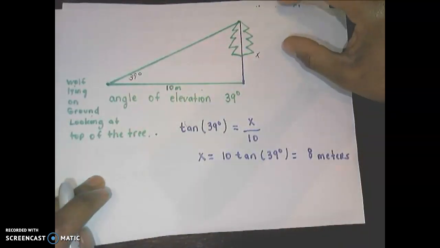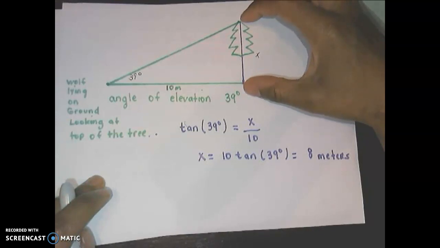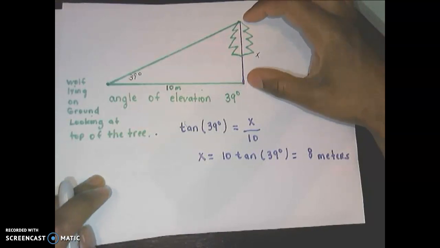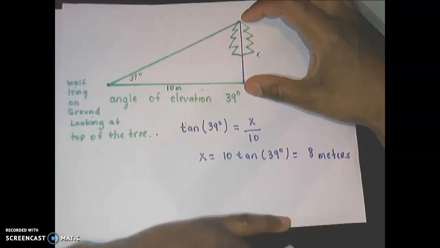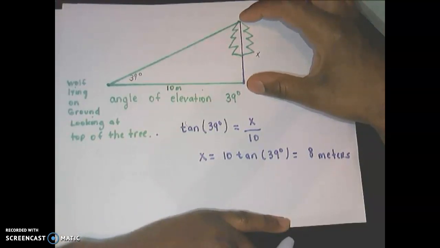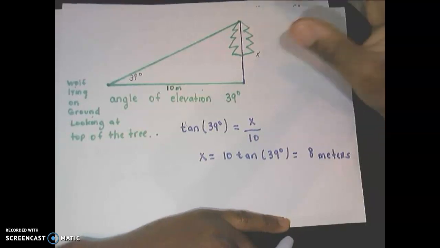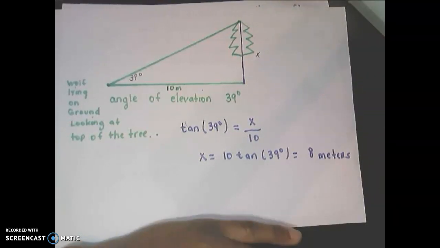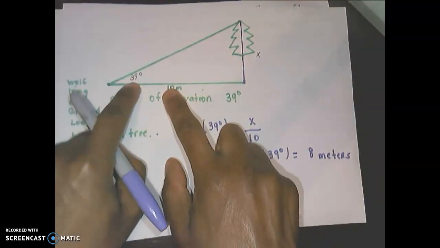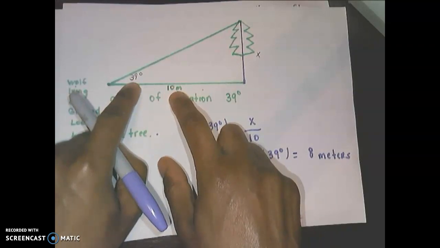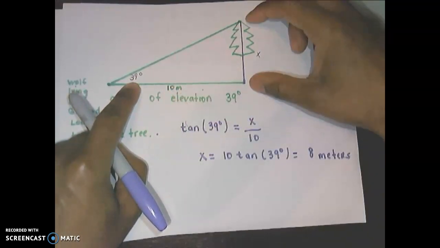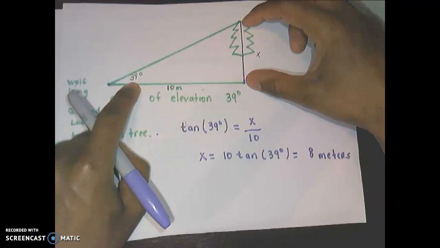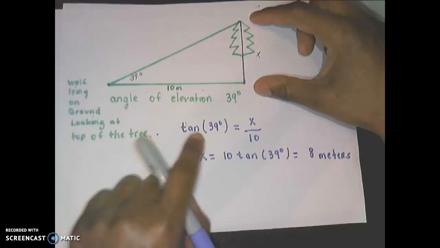So the question is, we want to find the height of the tree. That's going to be this distance here. Now, the height of the tree is going to be a missing side, so we know we're either going to have to use sine, cosine, or tangent. In this case, this is my angle, this is the adjacent side, which is 10 meters, and x is going to be the opposite side.